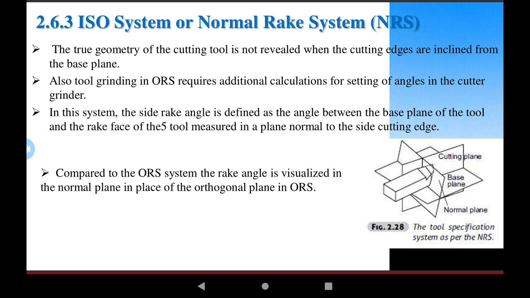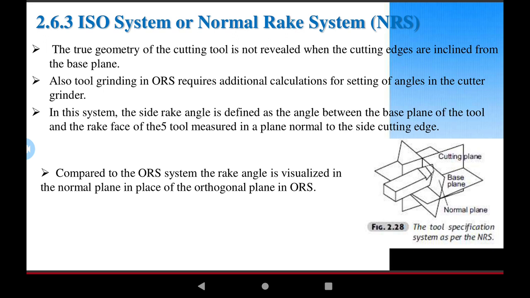The true geometry of the cutting tool is not visible when the cutting edges are inclined from the base plane. Also, tool grinding in the orthogonal rake system requires additional calculation for setting the angle on the cutter grinder. In this system, the side rake angle is defined as the angle between the base plane of the tool and the rake face of the tool, measured in the plane normal to the side cutting edge.